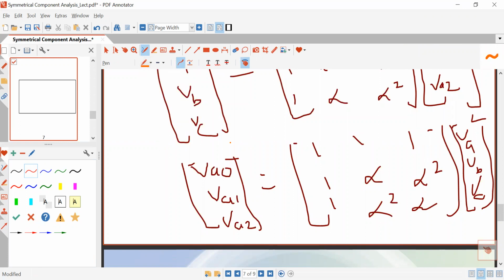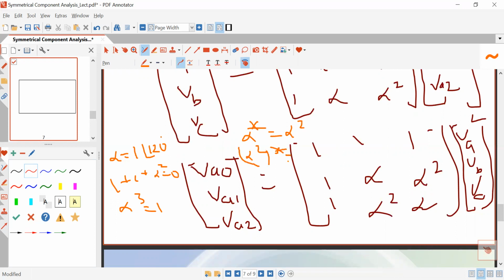Regarding alpha, I have discussed it in the previous lecture. Alpha is 1 at an angle of 120 degrees, and the other relations I discussed are that 1 plus alpha plus alpha square equals 0, alpha cube equals 1, the conjugate of alpha is alpha square, and the conjugate of alpha square is alpha. So you must go through that video. Otherwise, it would be very hard to understand symmetrical component analysis.